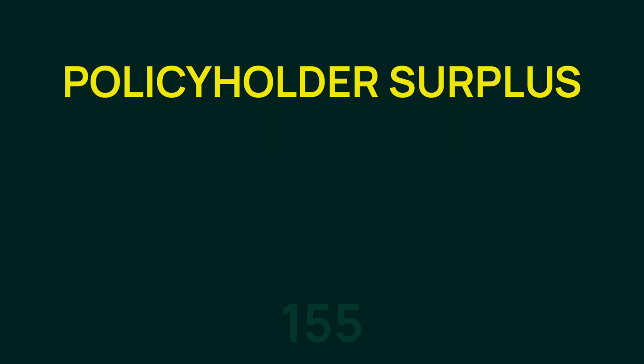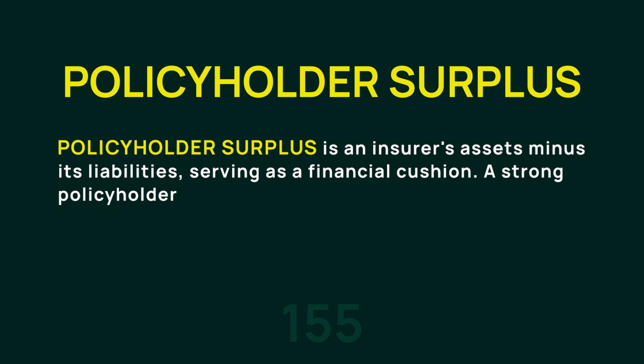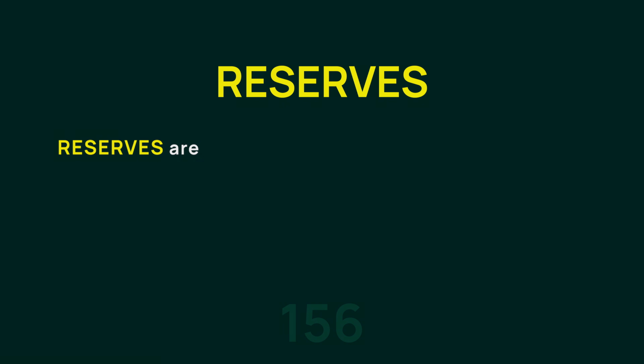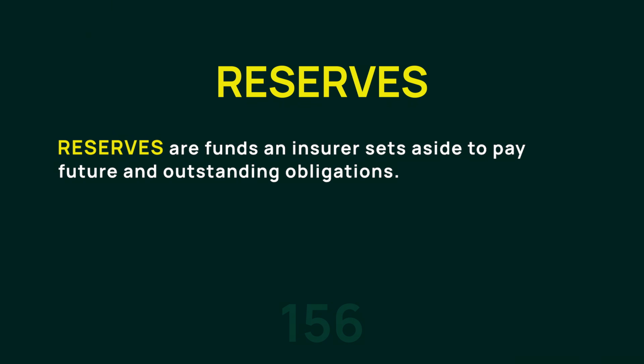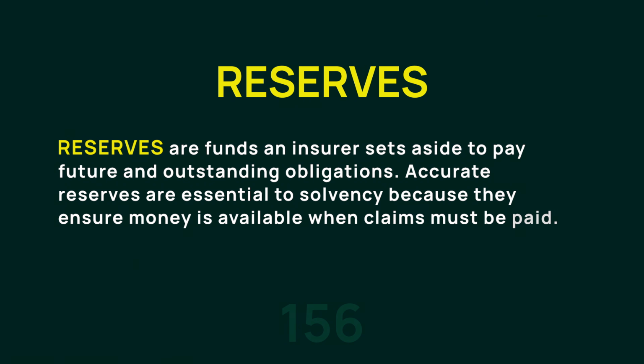Policyholder surplus. Policyholder surplus is an insurer's assets minus its liabilities, serving as a financial cushion. A strong policyholder surplus shows the insurer can absorb unexpected losses and still pay claims. Reserves. Reserves are funds an insurer sets aside to pay future and outstanding obligations. Accurate reserves are essential to solvency because they ensure money is available when claims must be paid.